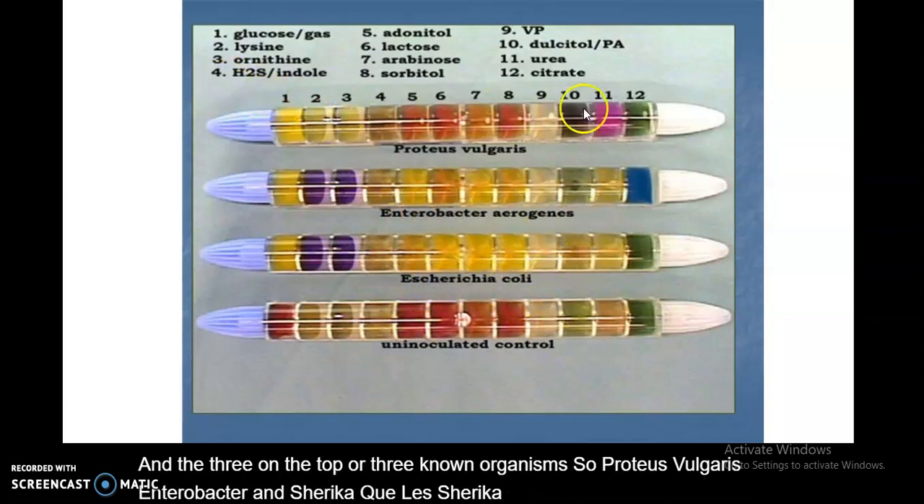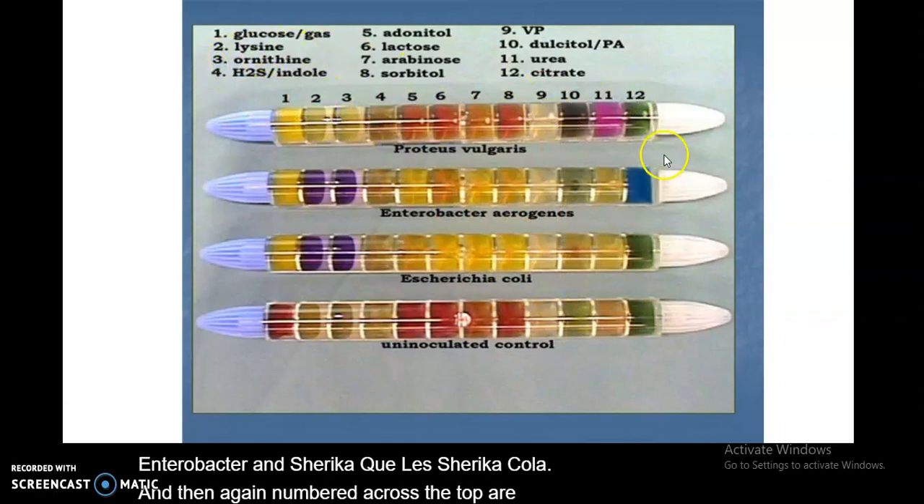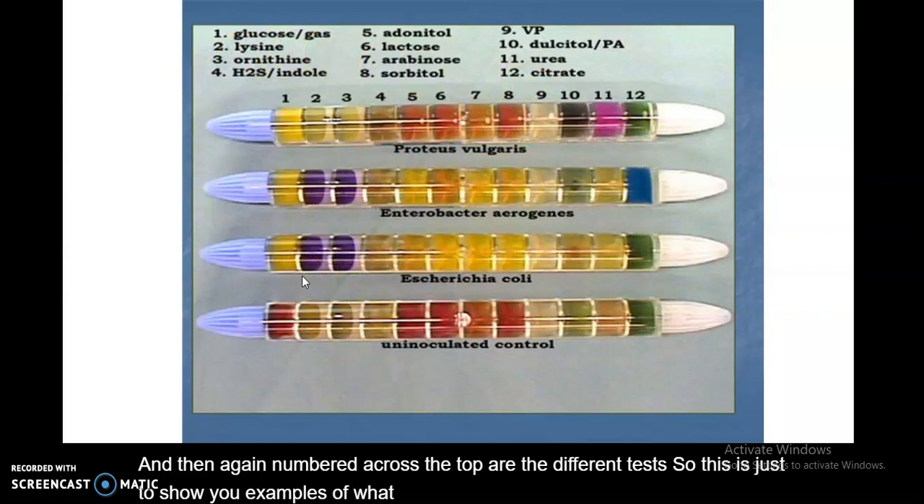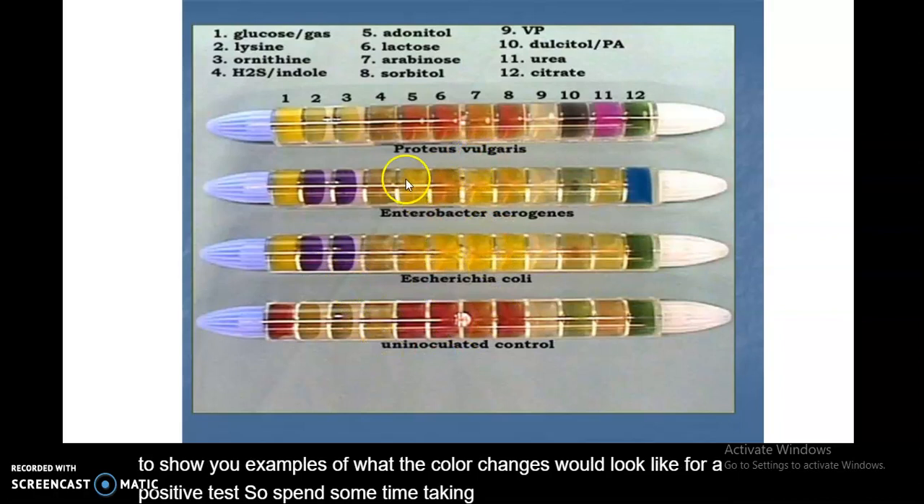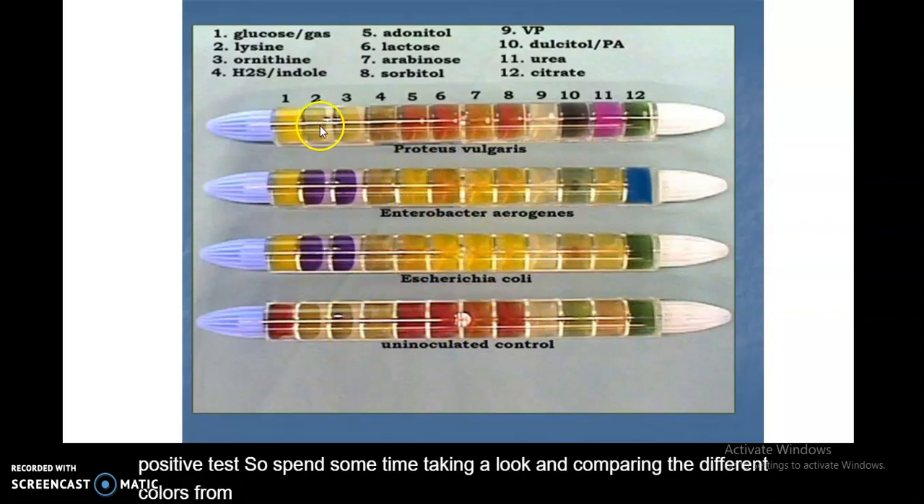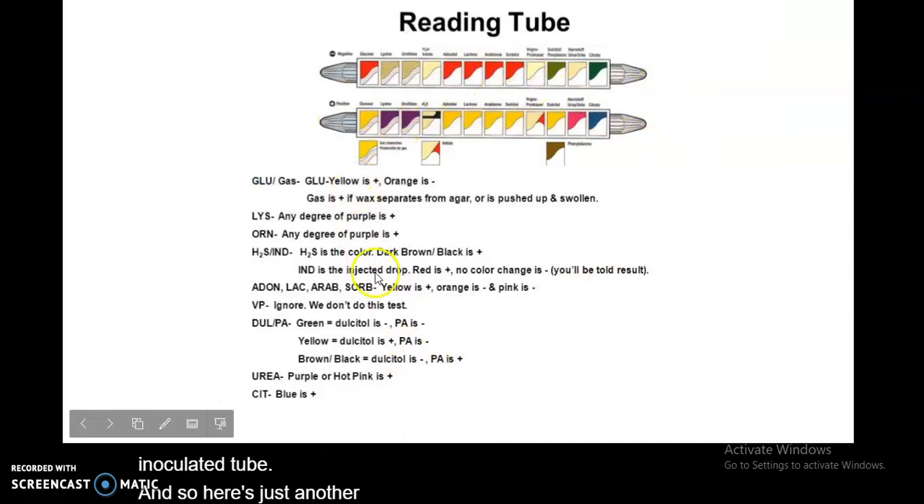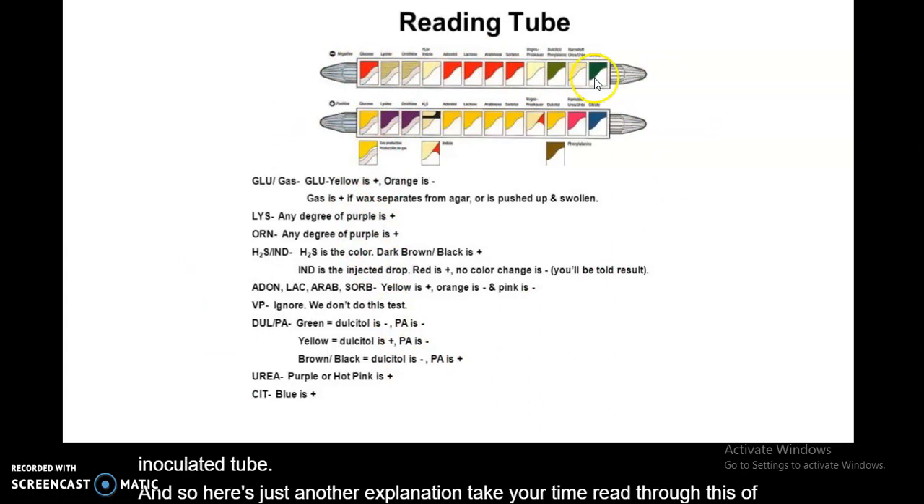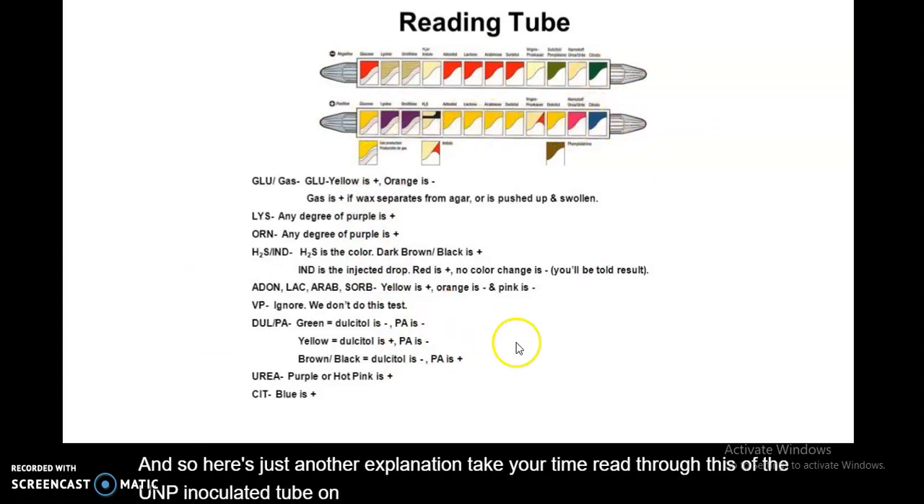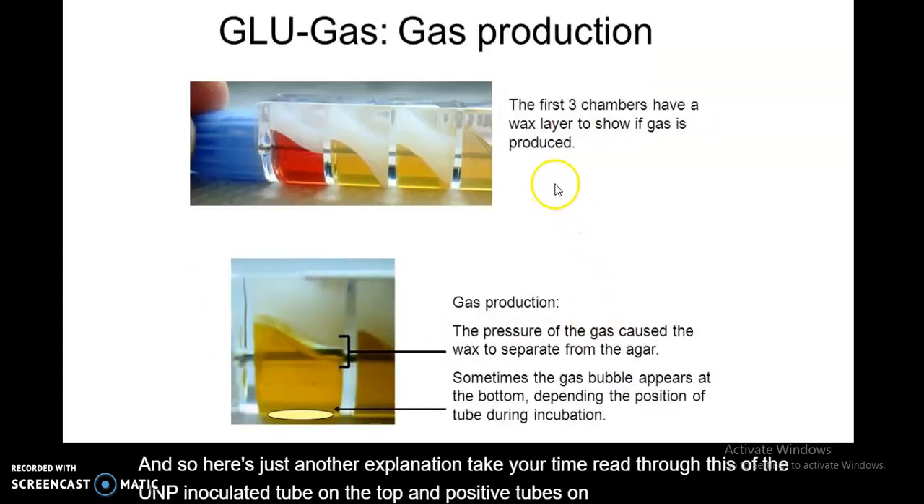And then again, numbered across the top are the different tests. So this is just to show you examples of what the color changes would look like for a positive test. So spend some time taking a look and comparing the different colors from the top 3 inoculated enterotubes against the bottom uninoculated tube. And so here's just another explanation. Take your time, read through this, of the uninoculated tube on the top and positive tests on the bottom.